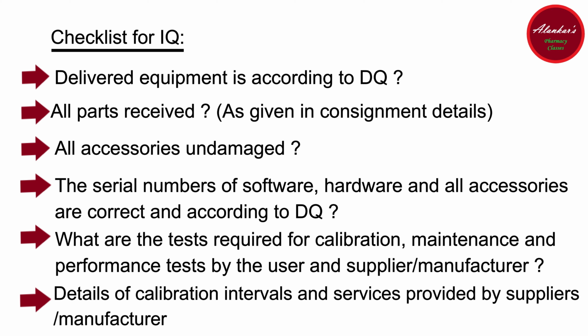First thing is whether the delivered equipment is according to DQ or not. All parts received as given in the consignment details, all accessories undamaged, and the serial numbers of software, hardware and all accessories are correct and according to DQ. What are the tests required for calibration, maintenance and performance tests by the user and supplier or manufacturer of the instrument? Details of calibration intervals and services provided by the supplier or manufacturer.